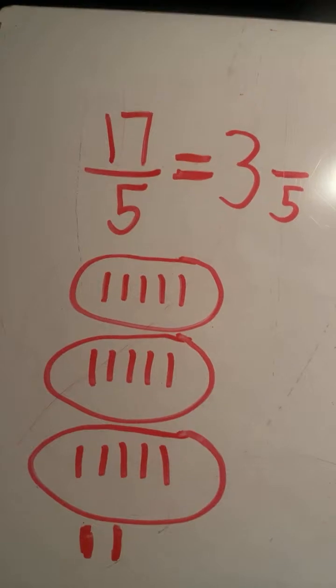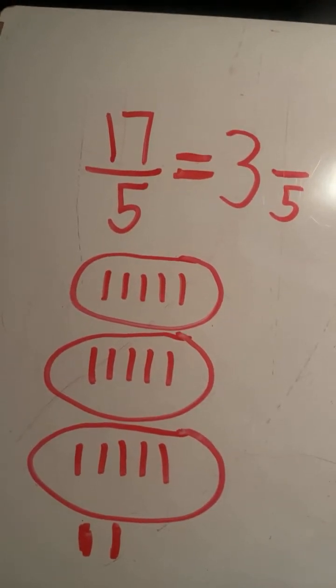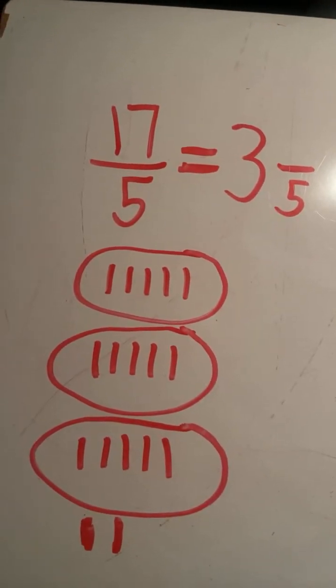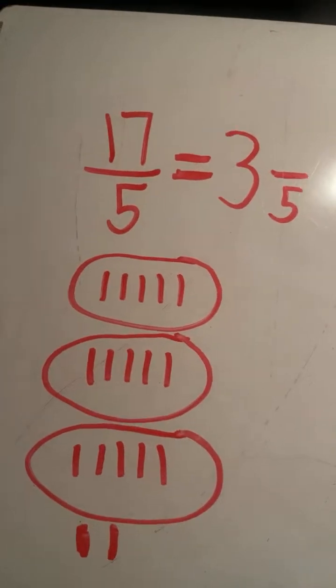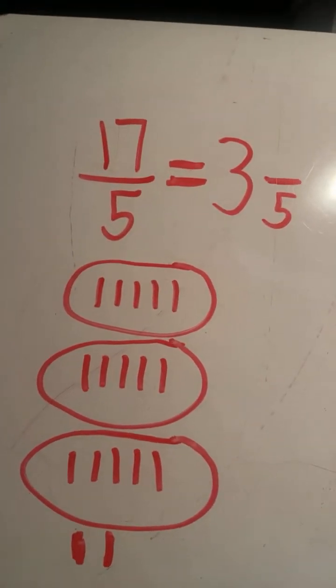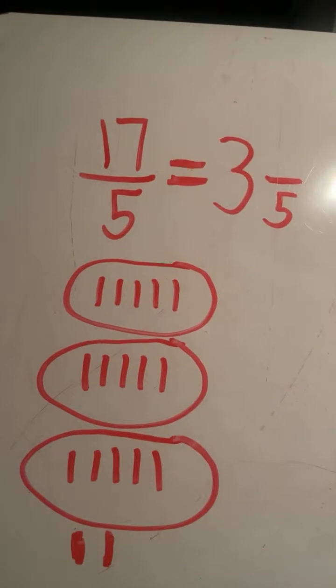So how many extra tallies do I have that were not in a full group? 2.